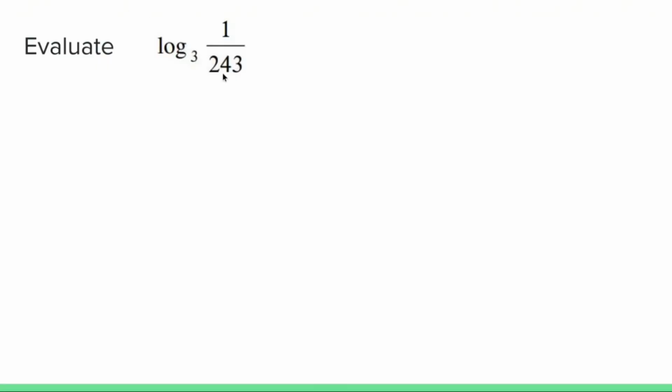Evaluate log base 3 of 1 over 243. All right, whenever I'm being asked to evaluate and it's not an equation, I'm making an equation by setting it equal to x. Why do I do this? So I can compare it to the original log definition, where log base b of y equals x can be turned into b to the x equals y.